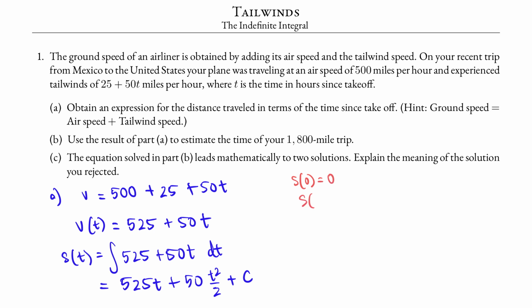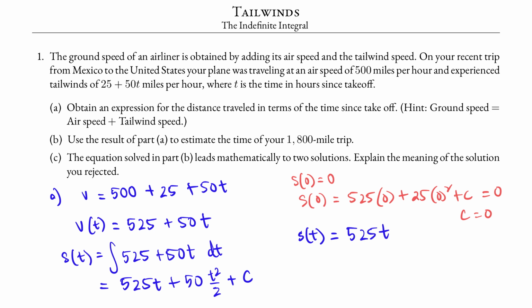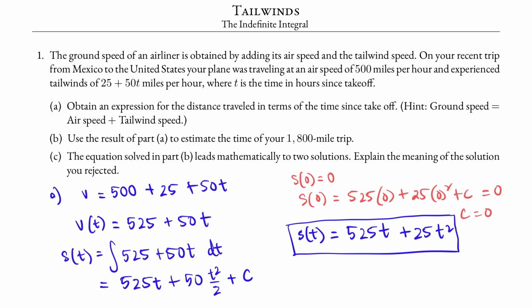And so we will plug 0 into the position function, which is 525 times 0 plus 25 times 0 squared plus C. We will get 0. This means C equals 0. And so the equation that we're looking for is s of t, which is the distance, 525t plus 50 over 2 is 25, and then t squared. This function will give us the distance traveled in terms of the time t, where t is the number of hours since takeoff.